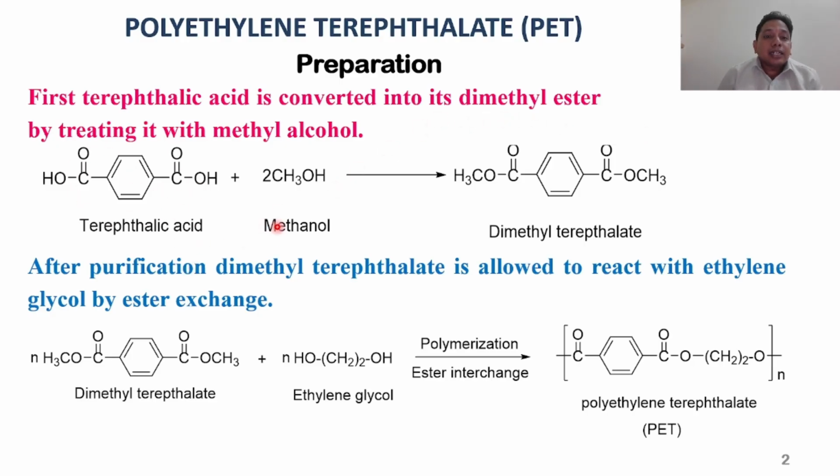This is terephthalic acid which is allowed to react with methanol and converted into dimethyl terephthalate. It is a diester, dimethyl ester. And this dimethyl ester, after purification, is allowed to react with ethylene glycol by ester exchange. It is nothing but the trans-esterification reaction, and you can see a methanol molecule is eliminated. This CH3O and H are eliminated as methanol, and you can see a new ester bond is formed between the terephthalate and the ethylene glycol.